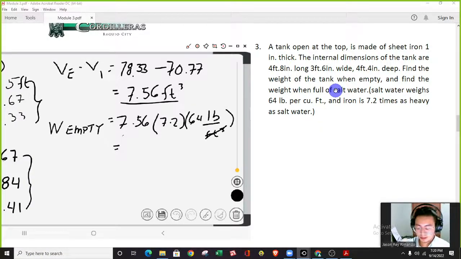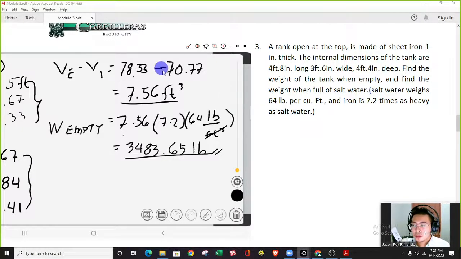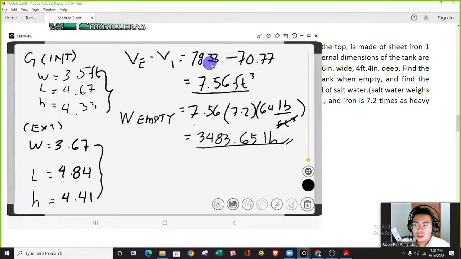Ilan? 3,483.65 pounds. Okay? First. Okay? Then second, find the weight when full of salt water. Okay? Anong volume natin sa interior? 70.77. Tama?